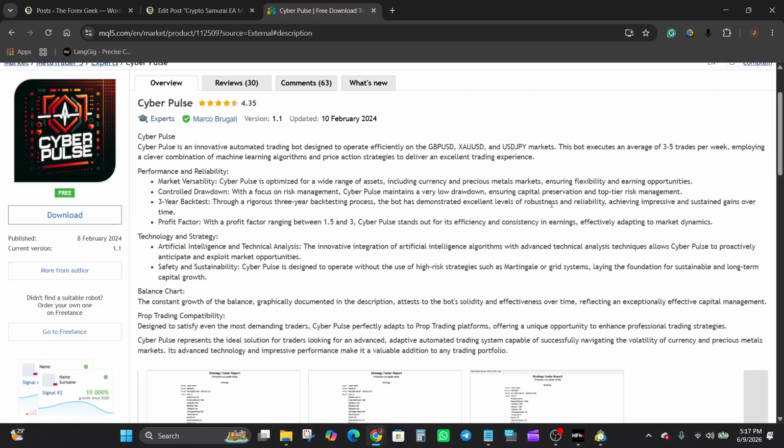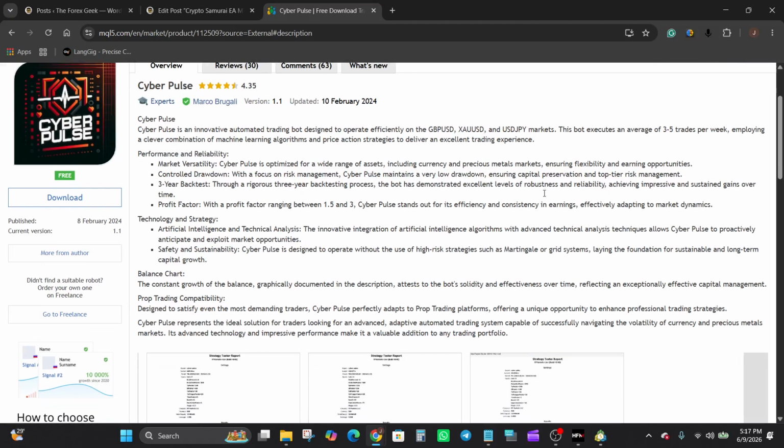combines machine learning algorithms with price action analysis. While I can't assume the exact internal mechanics, what's clearly stated is that it is built to identify opportunities using a mix of adaptive logic and technical evaluation.